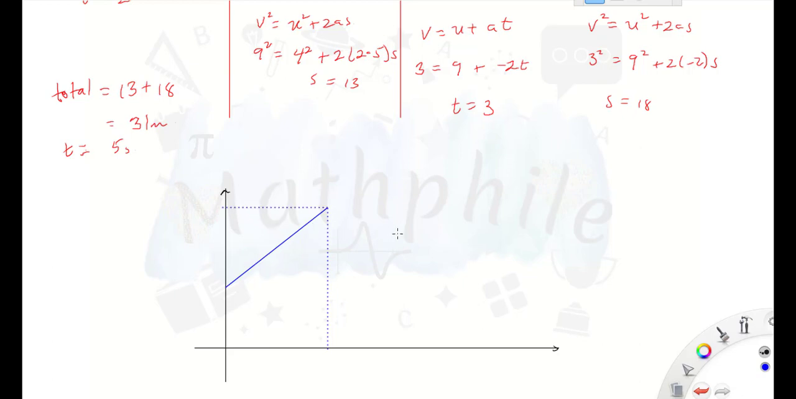Okay, so 2 seconds for this. The initial velocity was 4 and the final velocity was 9. And the second case: initial 9, final 3.